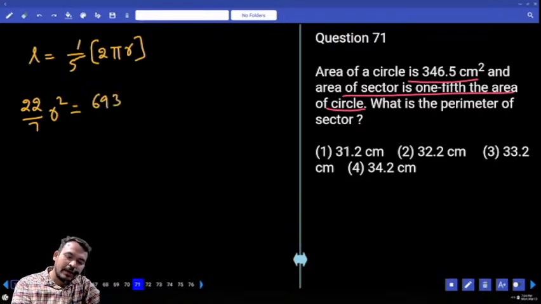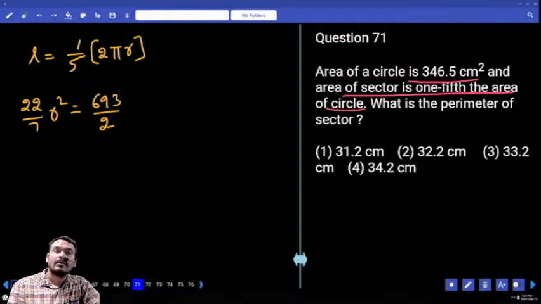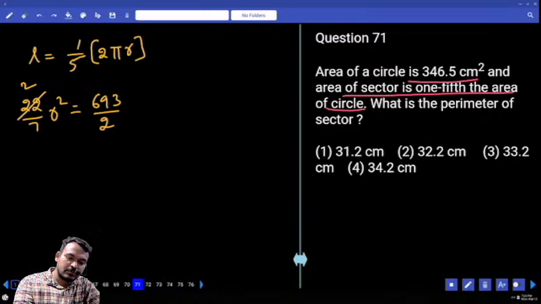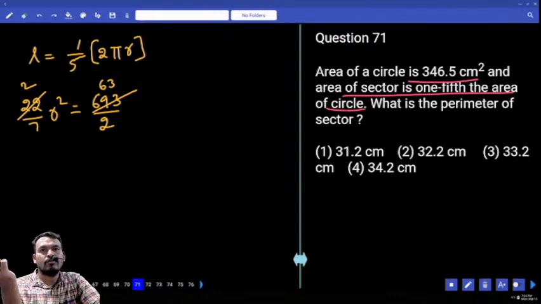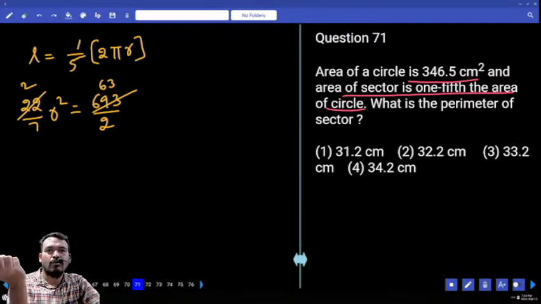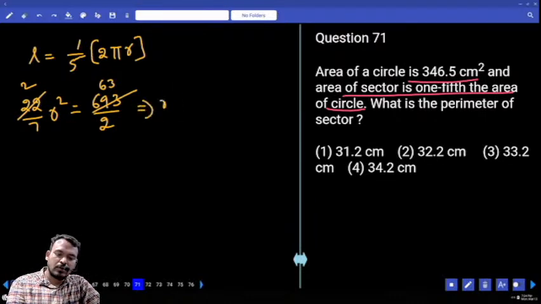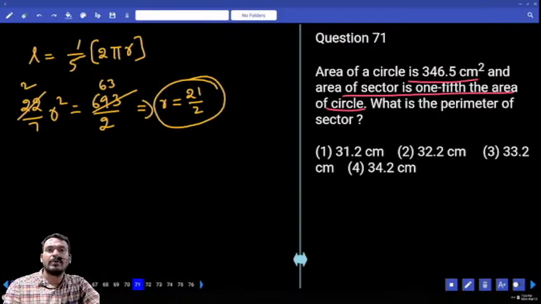693 by 2, or not? 7 how many times? 11 how many times? 2 times. 11 how many times? 6 times. 3 times or not? Any other cancellations? No. 7 into 63, 441. Which one square? 21 square. 2 into 2, 4. Then r equal to which one? 21 by 2 or not? r equal to 21 by 2.